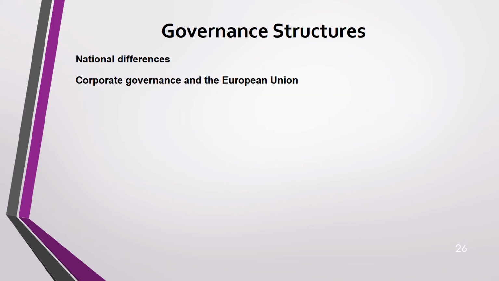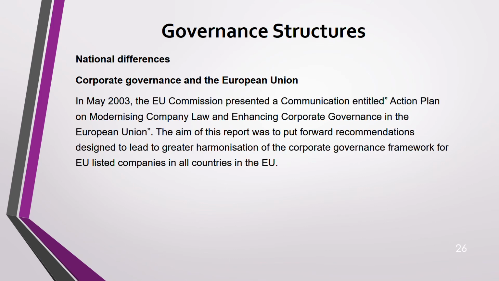Okay. Now, corporate governance and the European Union. This is again for pure understanding, nothing to memorize, and it will not come in your exam. Don't worry, but I felt it's very relevant for me to explain this. So in May 2003, what happened? The EU Commission presented a communication entitled Action Plan on Modernizing Company Law. So they were modernizing the company law and enhancing corporate governance in the European Union. What is the action plan to modernize that? That is what is there in that communication.